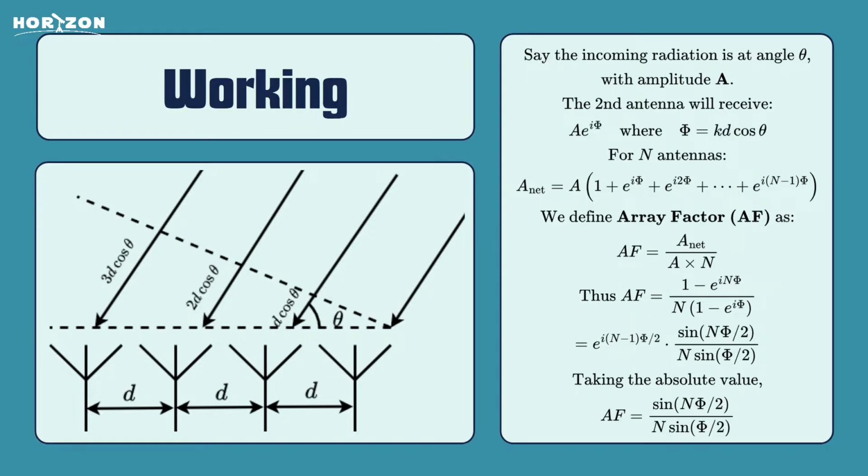A fancy way of saying 2 pi by lambda is just k, which is the wave number. So the phase difference that arrives at the second antenna relative to the first antenna would be k d cos theta, as it's given in the fourth line.